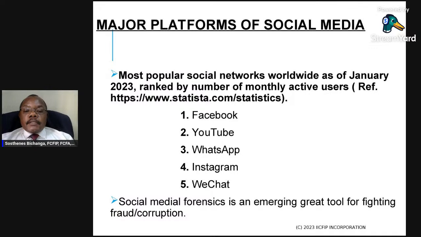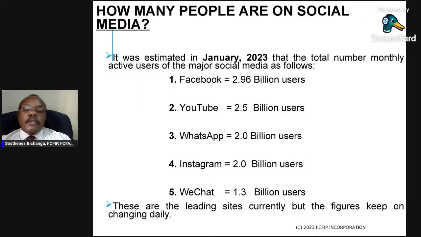Social media forensics is an emerging great tool for fighting fraud and corruption. This is a point that you have to note as we carry on with this discussion. How many people are on social media? It was estimated in January 2023 that the total number of monthly active users on major social media were as follows.